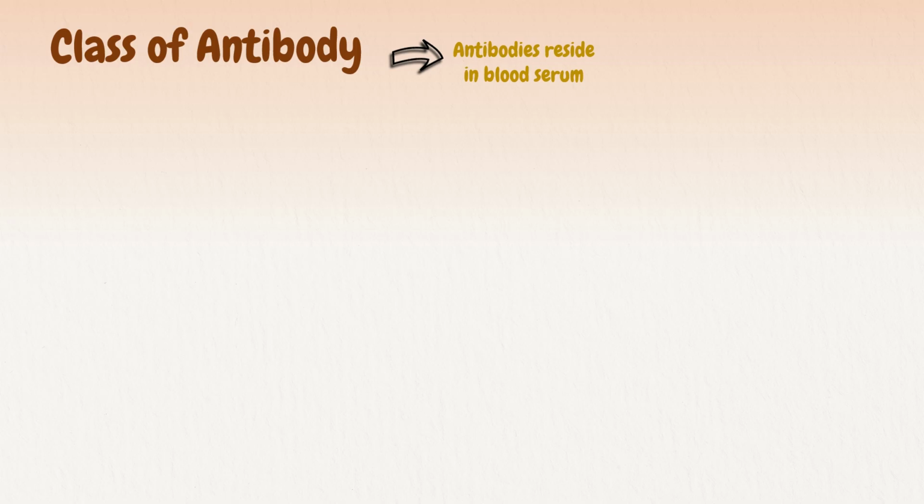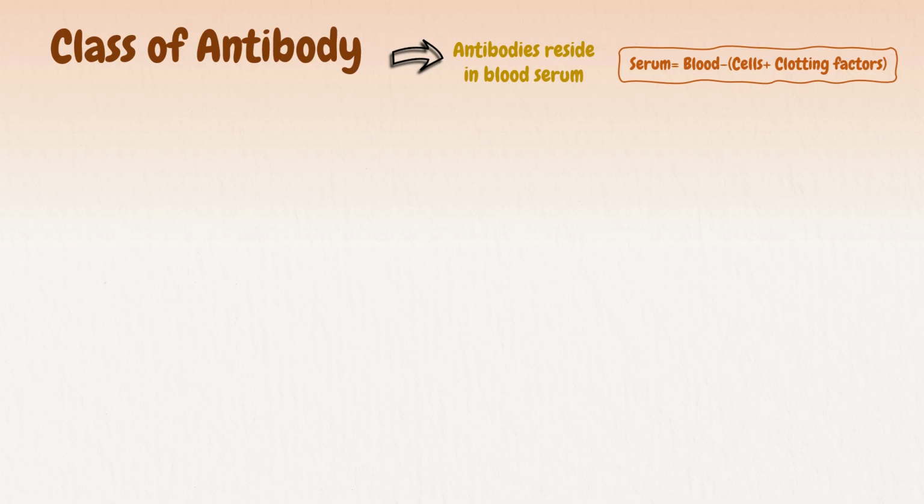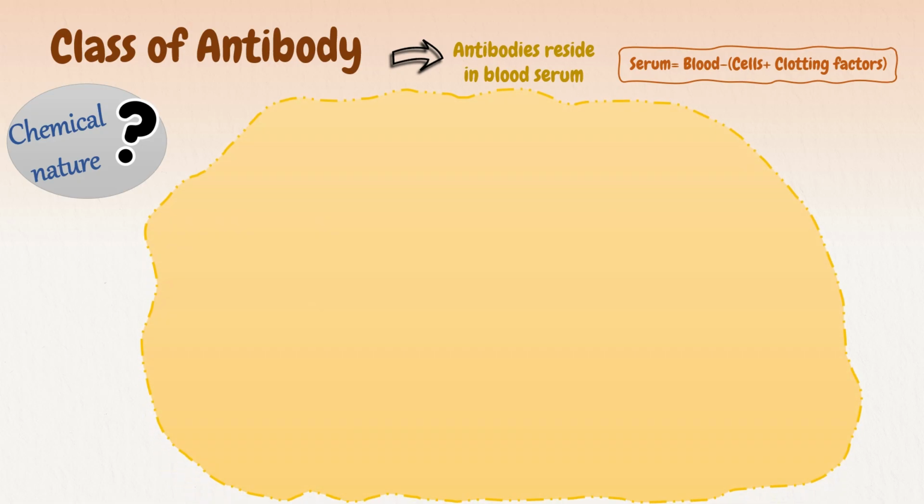Since the late 19th century, it has been known that antibodies reside in the blood serum. We know that serum is the component of the blood which is left behind once cells and clotting proteins have been removed from blood. However, the chemical nature of those antibodies remained a mystery until 1939. Then an experiment was performed to determine the chemical class of antibody.